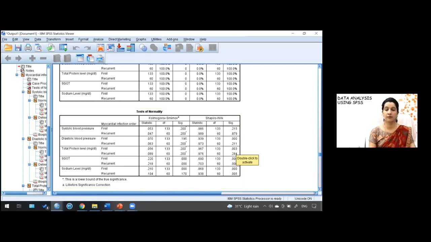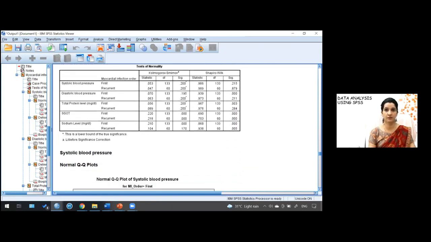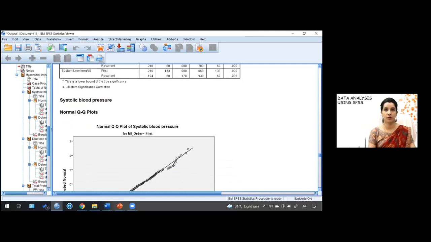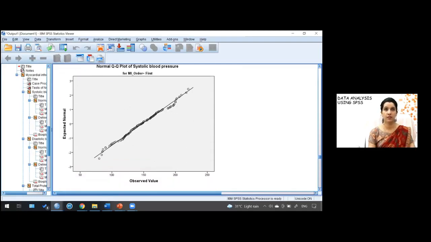But again, what we concluded is that we don't have to comment on Shapiro-Wilk because the sample size is larger than 50. So we'll see the normal QQ plot. You have to see the normal QQ plot. You can see here the QQ plot of systolic blood pressure with first order MI, most of the values are along the diagonal line.